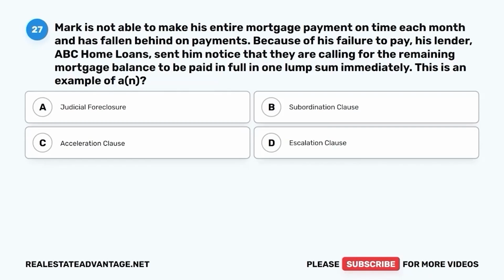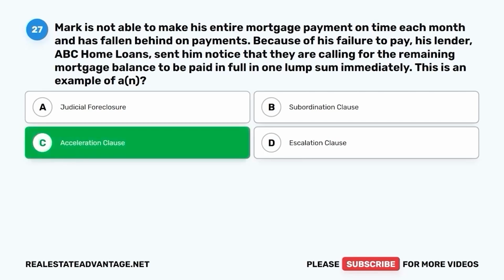Question 27. Mark is not able to make his entire mortgage payment on time each month and has fallen behind on payments. Because of his failure to pay, his lender, ABC Home Loans, sent him notice that they are calling for the remaining mortgage balance to be paid in full in one lump sum immediately. This is an example of A, judicial foreclosure, B, subordination clause, C, acceleration clause, D, escalation clause. The correct answer is C, acceleration clause.